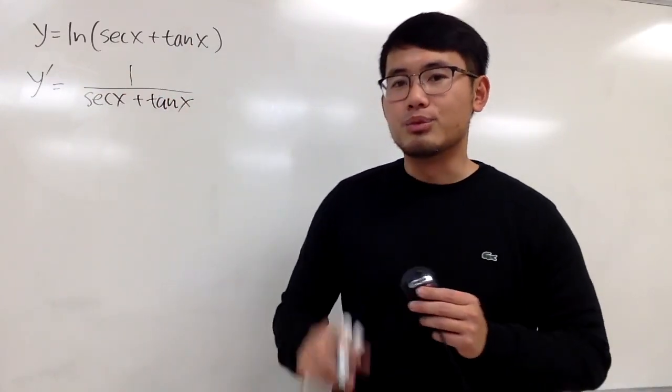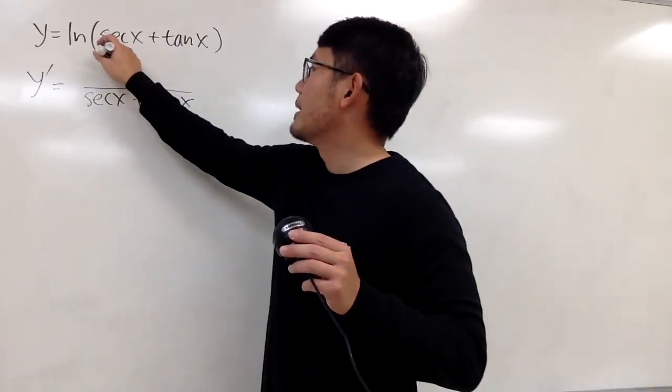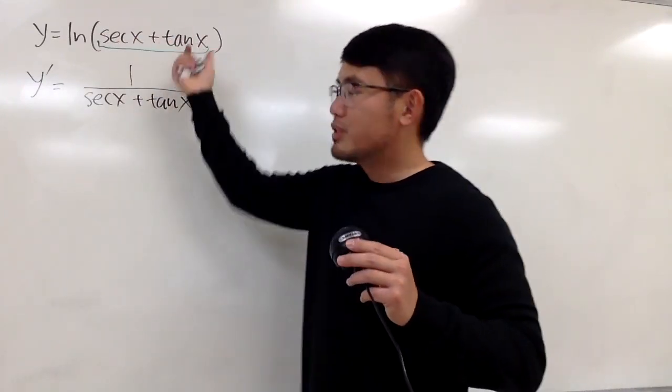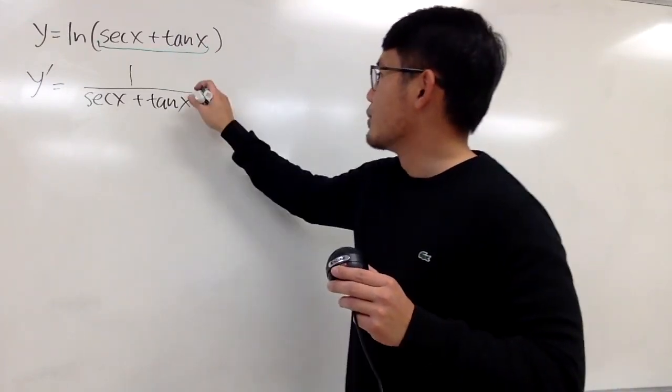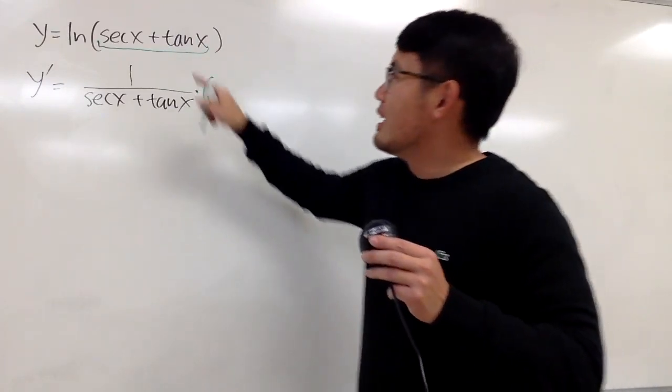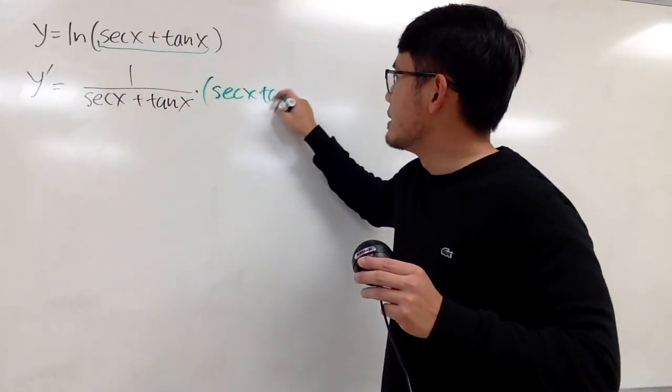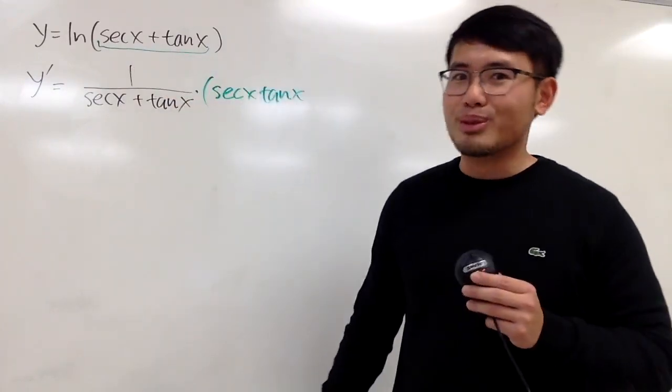And then you have to remember the chain rule. We are going to multiply by the derivative of the inside. This one has 2 terms. Each term is going to give you a derivative, right? So you're going to put down parentheses. Okay, the derivative of secant x is secant x times tangent x. And that's what you have to remember really well, all right?